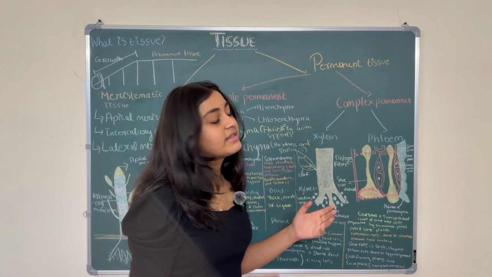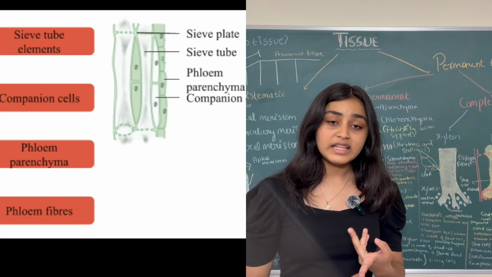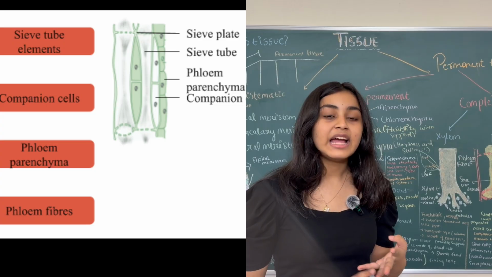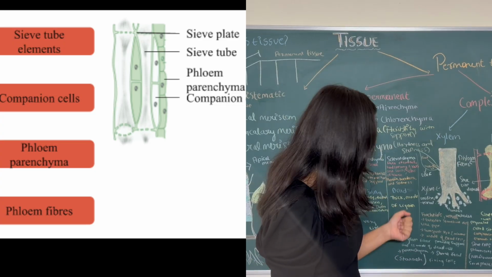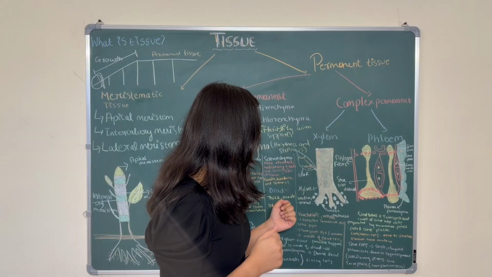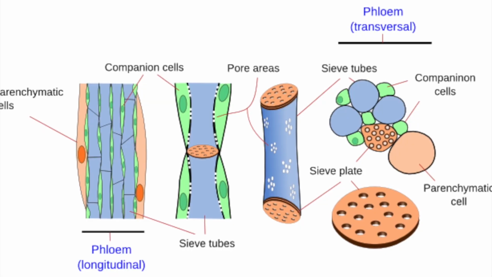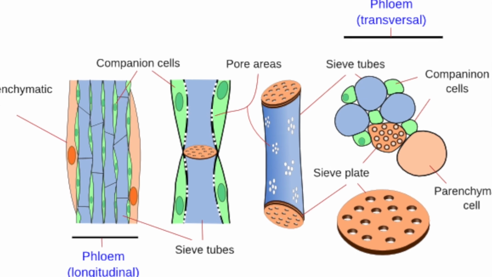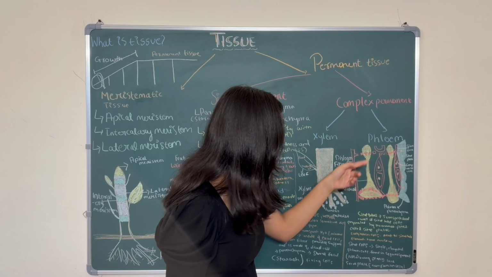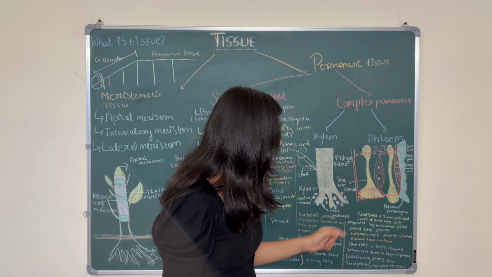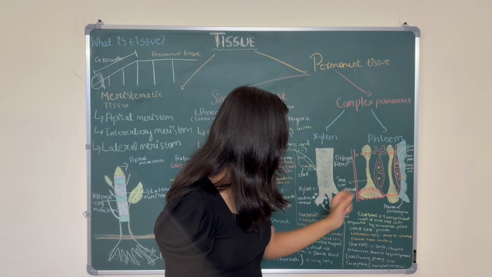Phloem is again divided into four types: sieve tubes, companion cells, phloem parenchyma, and phloem fibers. Right? So sieve tube. What is the role of sieve tube? It transports food, and the walls of the sieve tube cells are perforated and have numerous pores, and those pores are called sieve plates. Okay, those pores are called sieve plates.